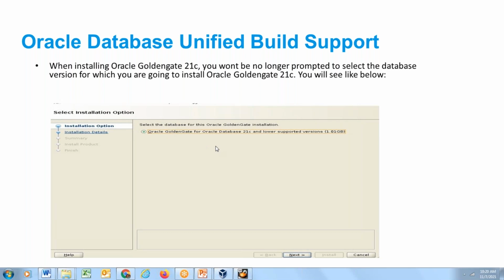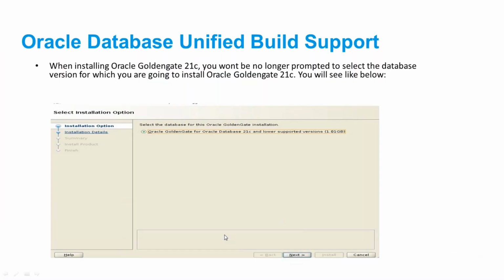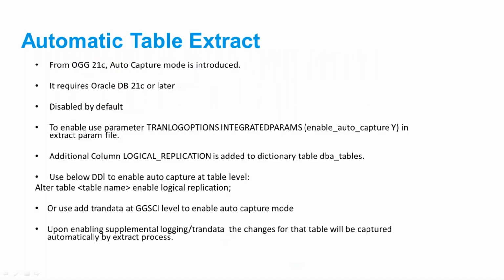Oracle GoldenGate for Oracle Database 21c and lower supported version. So you don't have to worry that if you provide the wrong database, that would be an issue. But here from 21c onwards, you have unified build support. Okay, so see, this is the VM which I have, and I have a 19c version, Oracle GoldenGate 19.1. If you see, it asks which database you want to use this GoldenGate for. So this is unified build support.